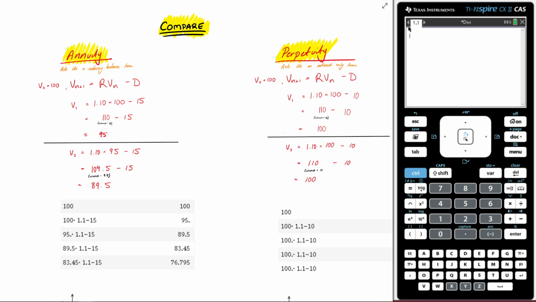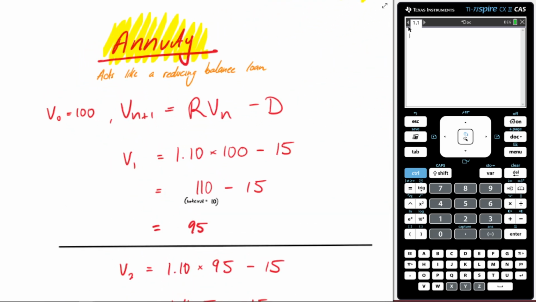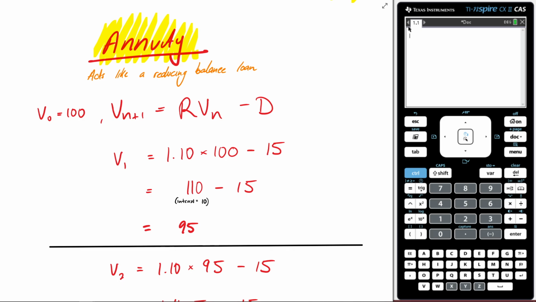And the application that I'm going to be using for this is retirement, but you should realize that it can be used in other applications as well. The retirement isn't the only one, but I think it's the easiest one to talk about. Let's first recap what an annuity is, which we spoke about in our last lesson. As we're doing so, can you also make note of the fact that an annuity acts like a reducing balance loan? That's how it's acting like.